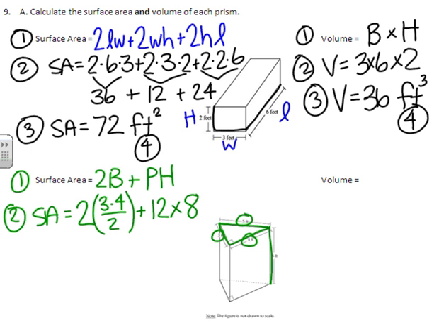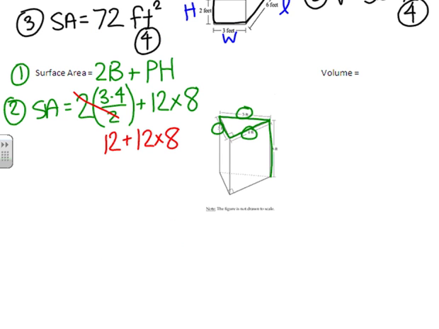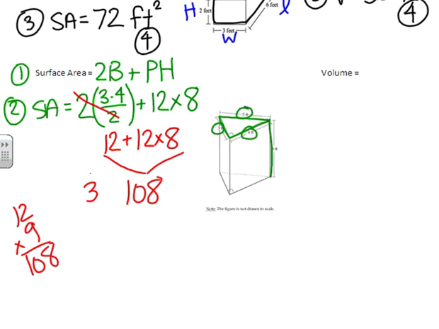All right, now we're going to simplify this. So if we multiply by 2 and divide by 2, those simplify. So we've got 12 plus 12 times 8. Okay, so we can simplify a little bit and just do 12 times 9. Okay, and you're going to get 108 for that. So all of that together is 108. So step 3, surface area equals 108 feet squared.